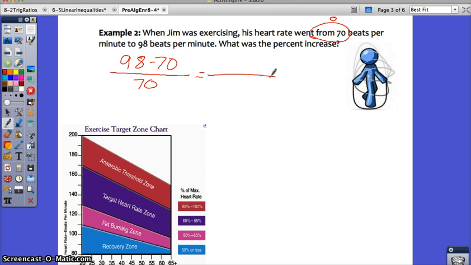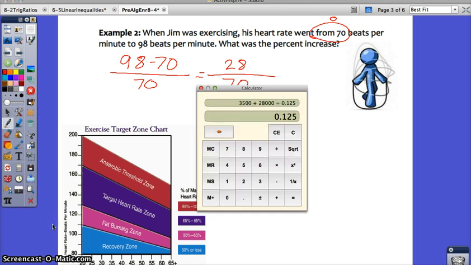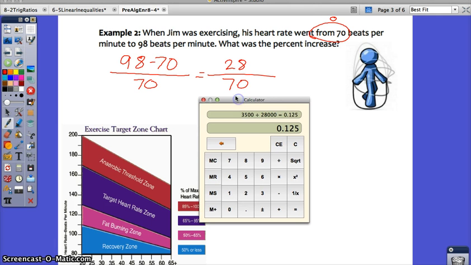So when we find the change that occurred, 98 minus 70 is 28. That's going to be over the original, which is 70. So use your calculator, do the division here. You could reduce that fraction. Hopefully you recognize that. But you can always just divide if you don't see it, okay? So you could always just use your calculator and say 28 divided by 70, get your decimal answer, okay? That's going to be your decimal.